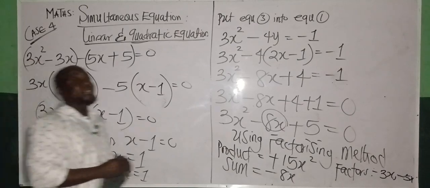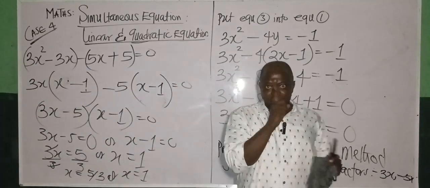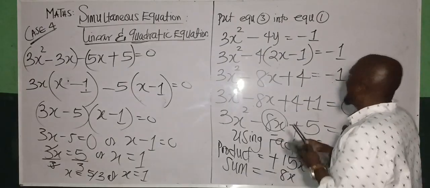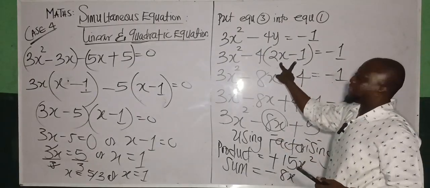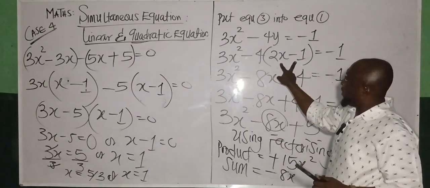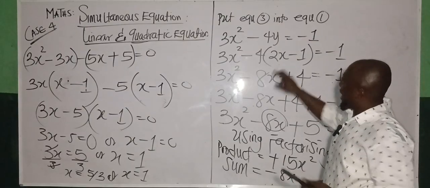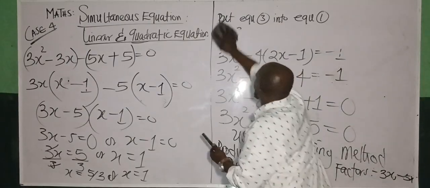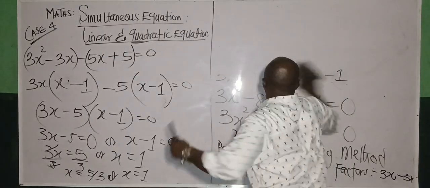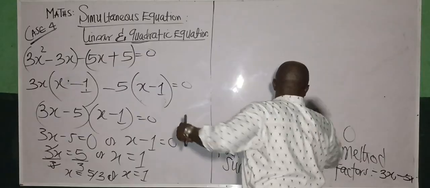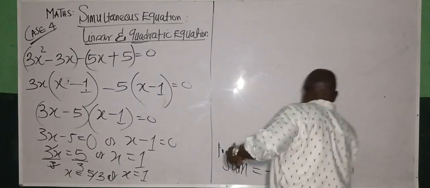So remember, I've just gotten x. I've not gotten y. Don't forget that. I've not gotten y whatsoever. And don't forget that we say our y is 2x minus 1. Don't forget that. So here, I will rub this one off, since I have gotten my value of x.